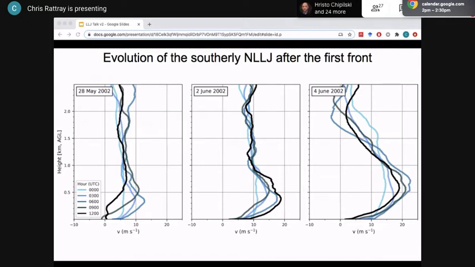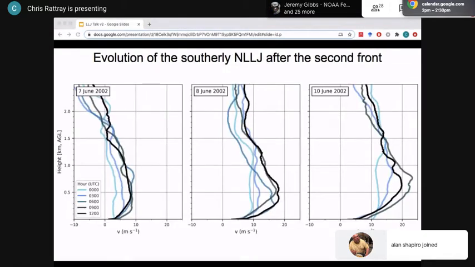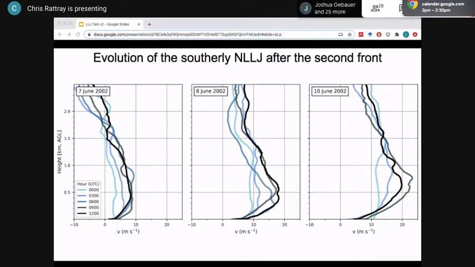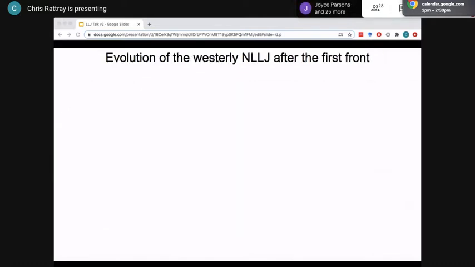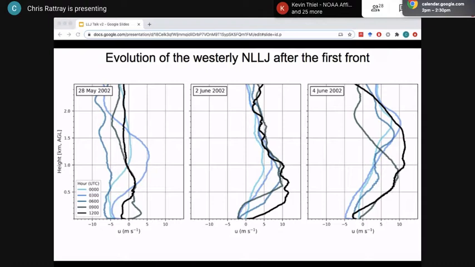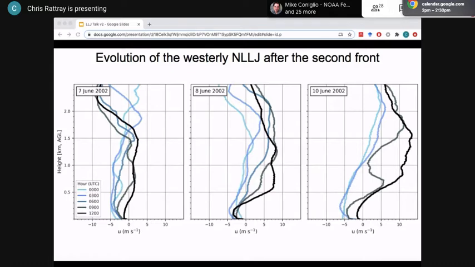So this is showing the V component. Closer to the first front, we see a weaker southerly max that increases in later days after the front. Looking at the evolution after the second front, we see a similar thing where the southerly jet increases in later days. Westerly jet again shows a similar pattern where we see intensification later on. And same thing for after the second front.